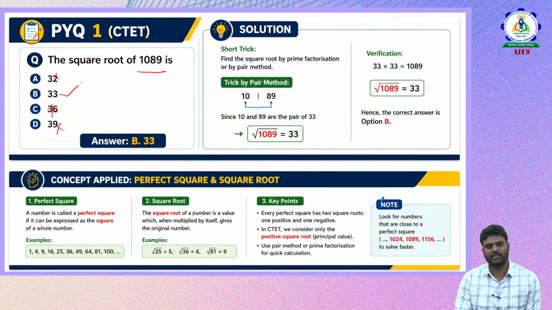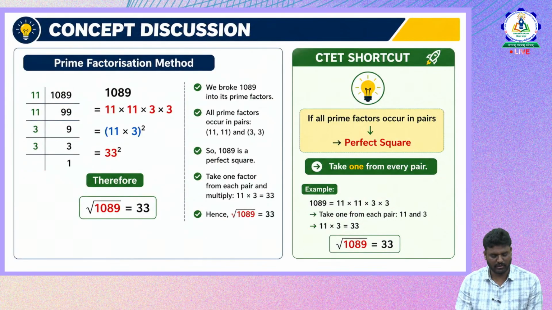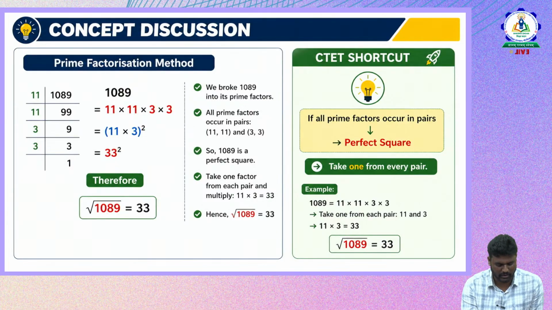But let us verify using the prime factorization method. Whenever such a question is asked, the square root of any given number, we have to immediately apply the prime factorization method. Now let us identify the factors of 1089. 1089 can be written as 11 into 99, and then 99 can be written as 11 into 9.